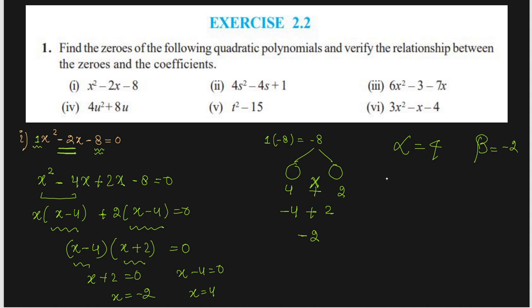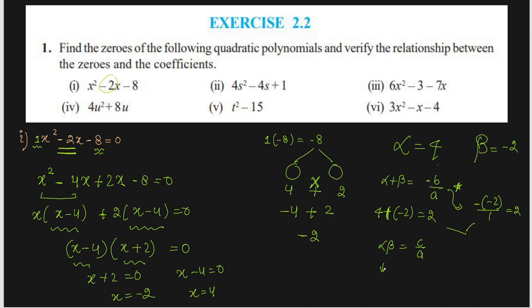Verify the relationship. Verification is alpha plus beta equals minus b over a. Plug in, check whether you are getting the same or not. Alpha plus beta is 4 minus 2, which is equal to 2. Minus b over a from here is negative of negative 2 over 1, which is your 2. Yes, they are equal. Taking the product, alpha beta is equal to c over a. Where is my alpha beta? Yeah, here it is.